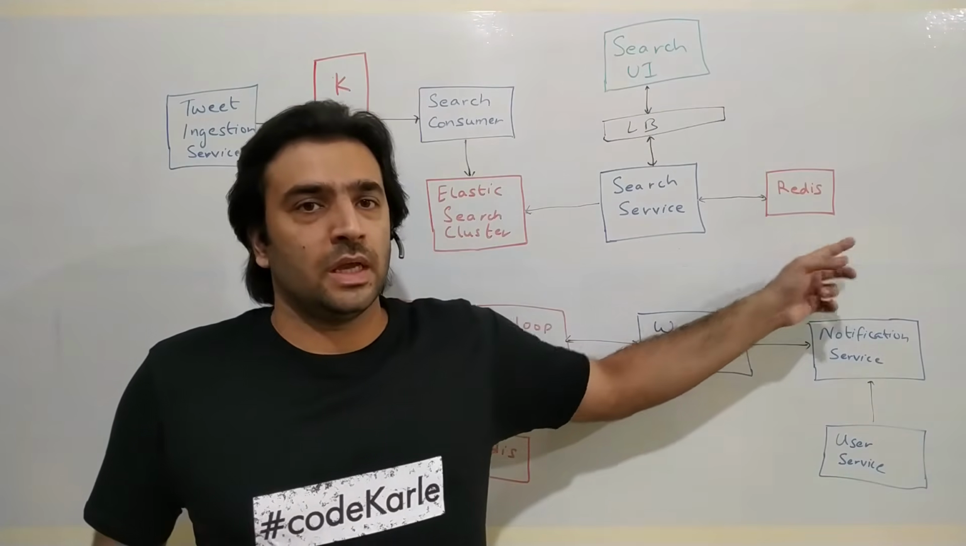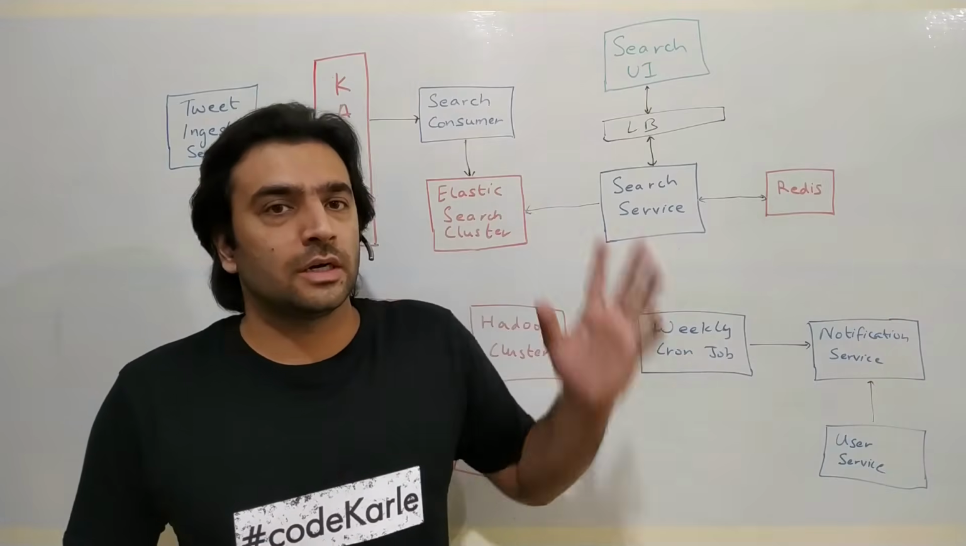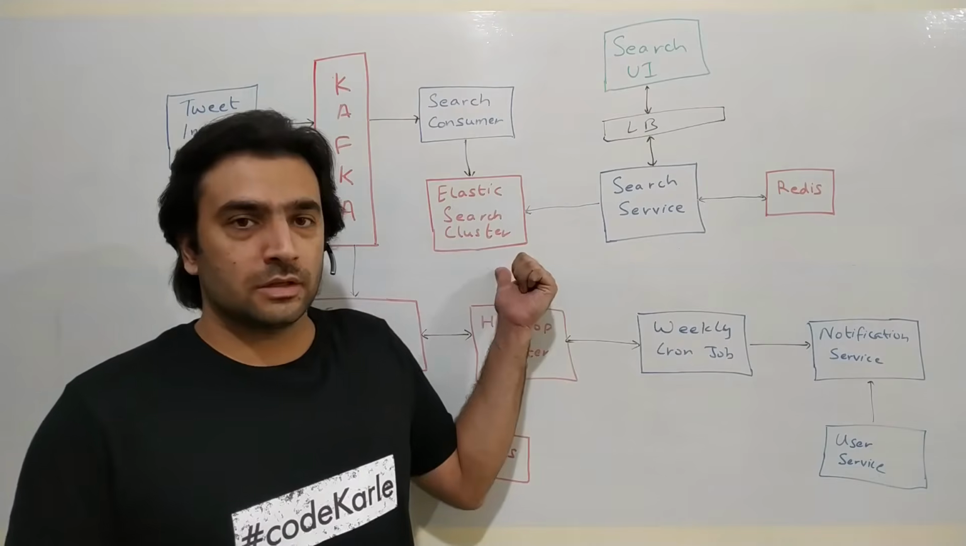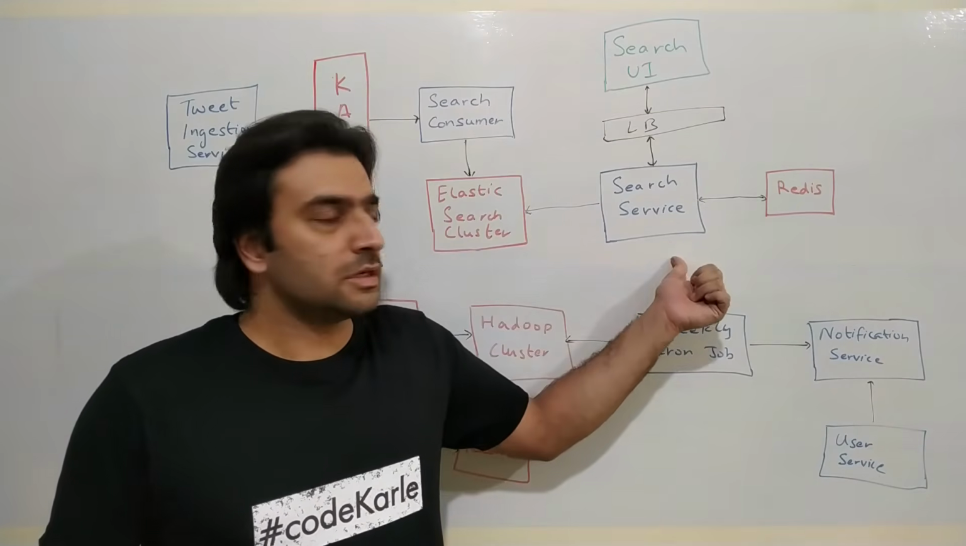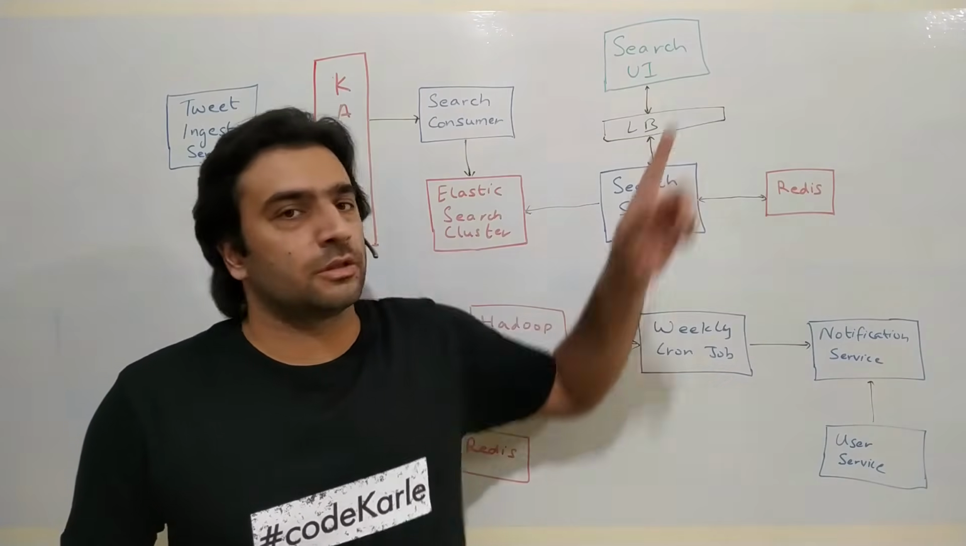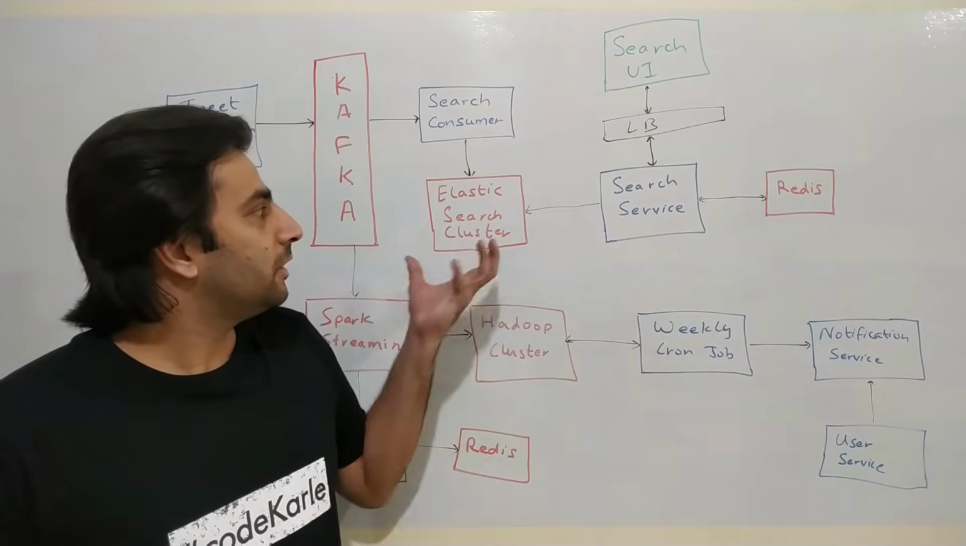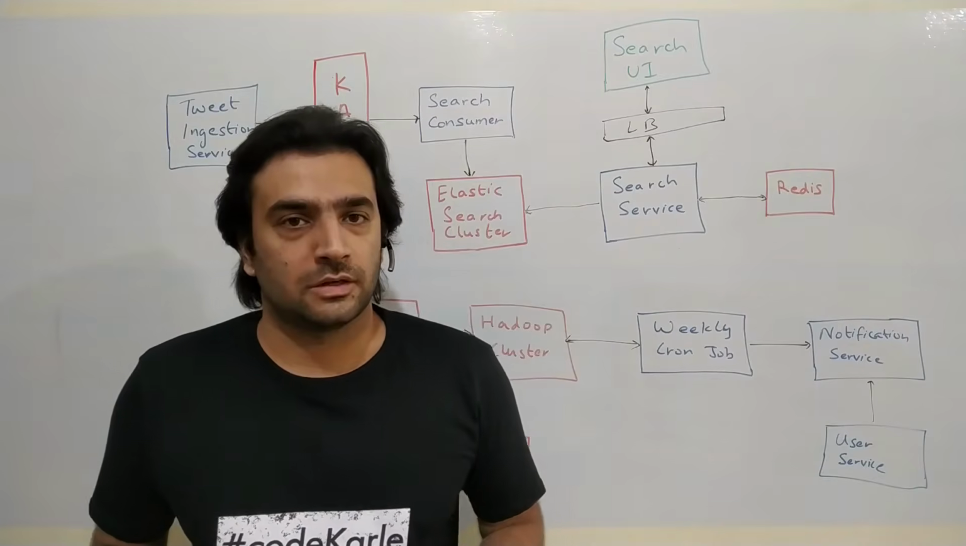Now, instead of querying Elasticsearch, when the search service gets a request, it'll first query Redis. If it gets a result, well and good, it will return then and there. If it does not get a result, it will then query Elasticsearch, get the search result, store it in Redis, and then respond back.